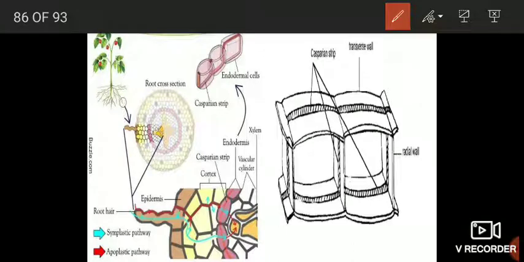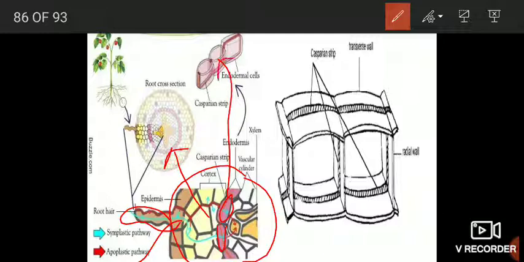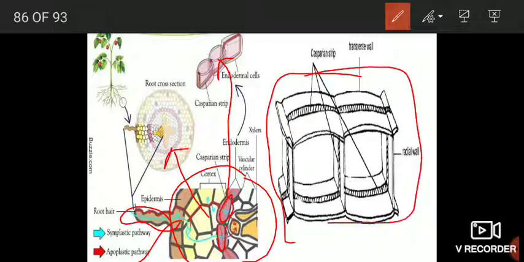Here we can see the endodermis. This is the transverse section of a root. This layer represents epidermis. These are the root hairs. This is the homogeneous region of cortex, and the innermost layer of cortex is known as endodermis. Here we will see it. These are the cells of endodermis.